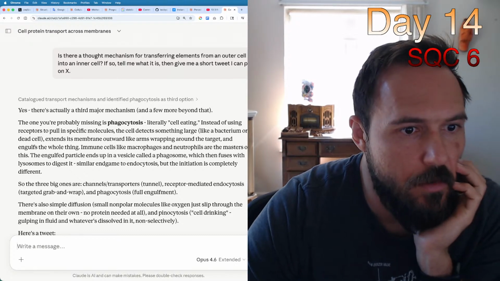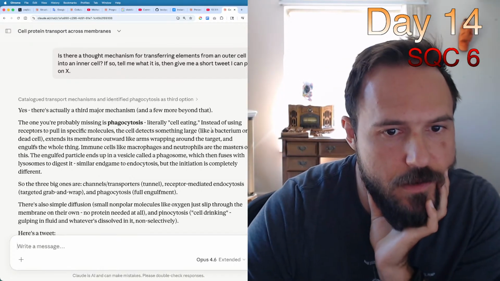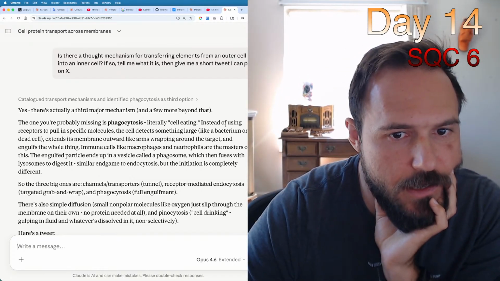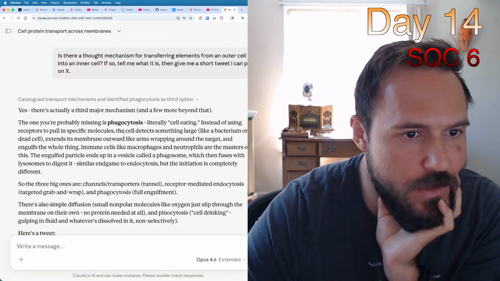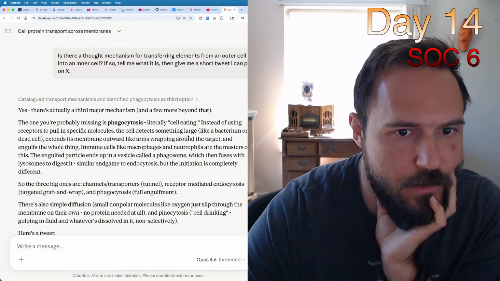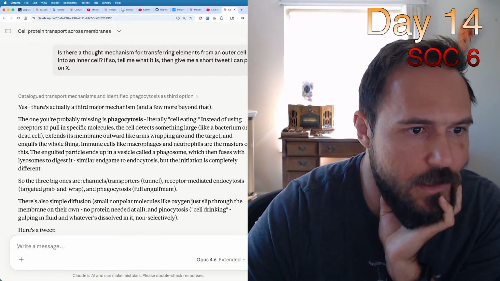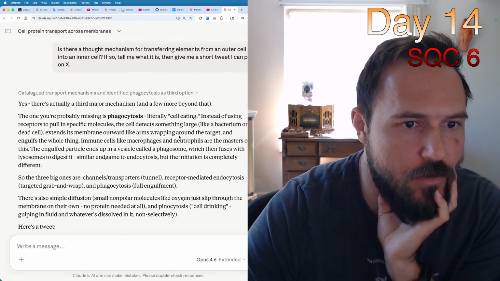The one you're probably missing is phagocytosis, literally cell eating. Instead of using receptors to pull in specific molecules, the cell detects something large, like a bacterium, and extends its membrane outer wall.